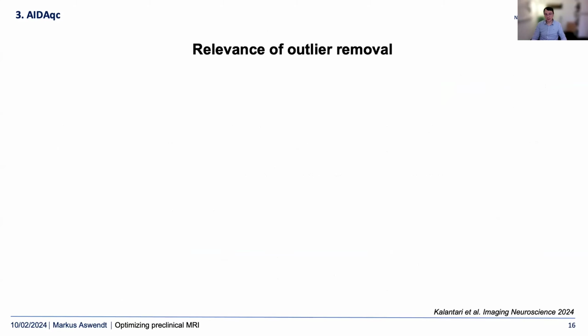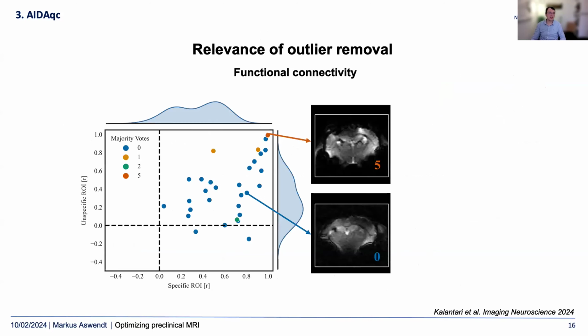And is it really relevant now to remove these outliers? Is all of what we are doing here necessary? This is one example from functional connectivity. We have more examples in the paper. You see here two examples. And this data set got a majority vote of 5, meaning that this is really an outlier. And this data set got a majority vote of 0, meaning this is a normal data set. And you are now asking why, because from the SNR it cannot be the case.